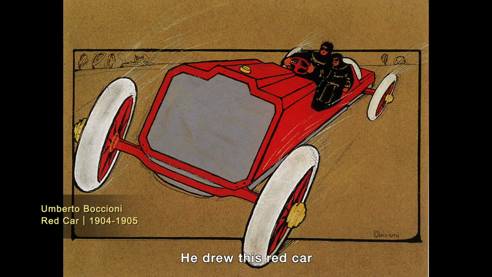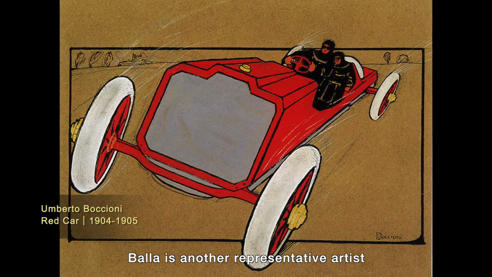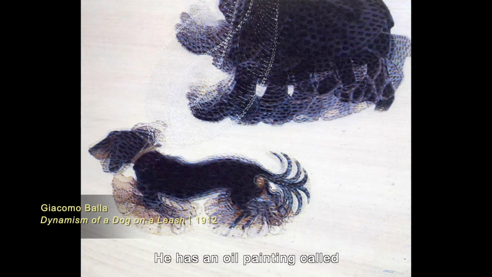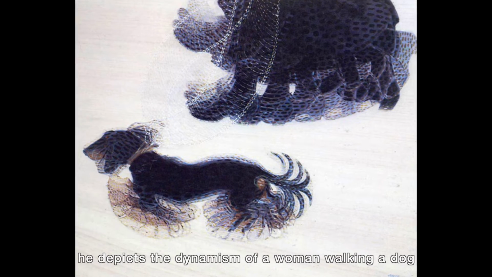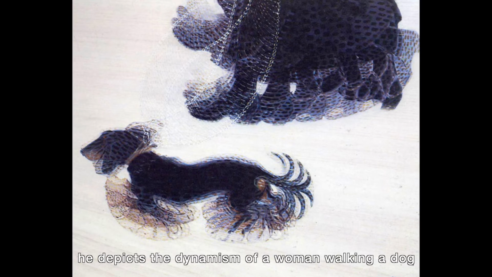He drew this red car. Balla is another representative artist. He has an oil painting called Dynamism of a Dog on a Leash. In this painting, he depicts the dynamism of a woman walking a dog.